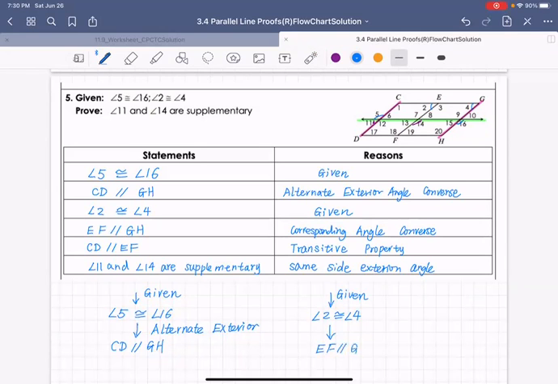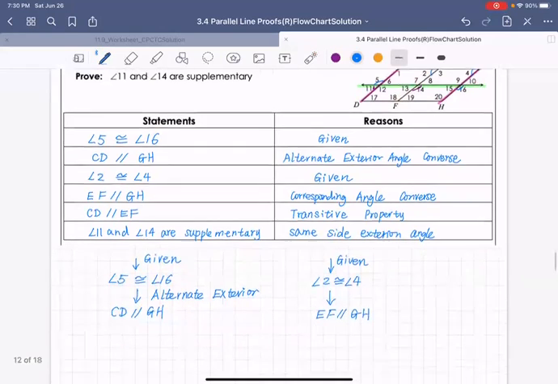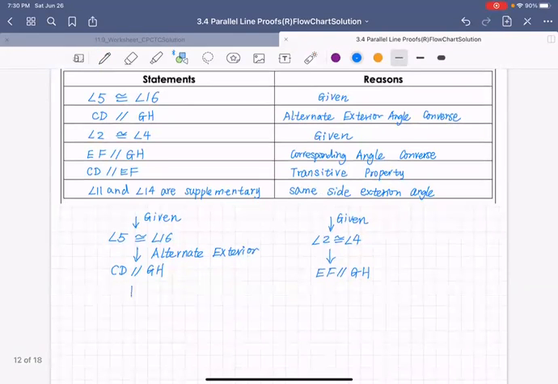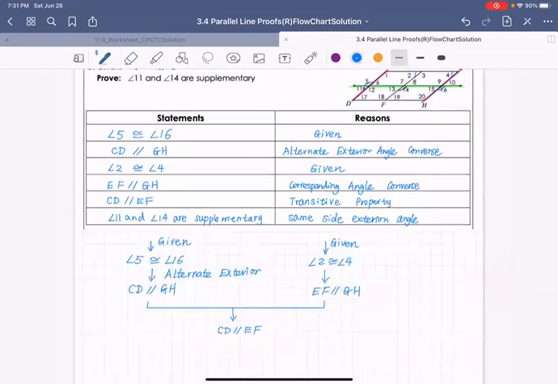EF is parallel to GH, okay? Now, what do we do next? CD is parallel to EF. So we can make CD parallel to EF because of the transitive property. Very good.